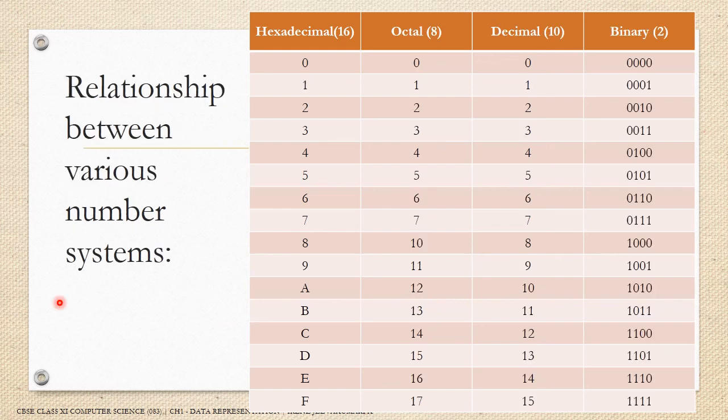Relationship between various number systems. The first 15 numbers of hexadecimal, octal, decimal and binary number systems are given here. The hexadecimal number 0 is equal to the octal number 0, decimal number 0 and binary 4-bit number 0000. Same as, the hexadecimal number 9 is equal to the octal number 11, decimal number 9 and binary number 1001. From these sequences we understand that all the number systems are related to one another. They have an equivalent number in other systems.